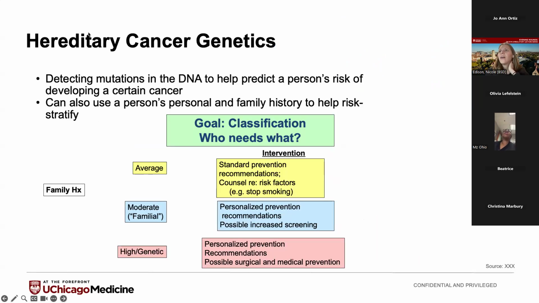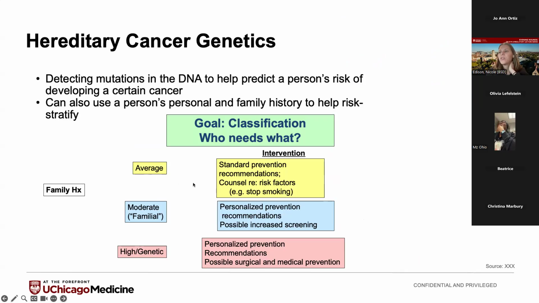So for hereditary cancer genetics, what is our goal, or what is the point of it? And if we find this, what is someone going to do with that information? It helps us predict a person's individual risk, and then also we can risk stratify them.